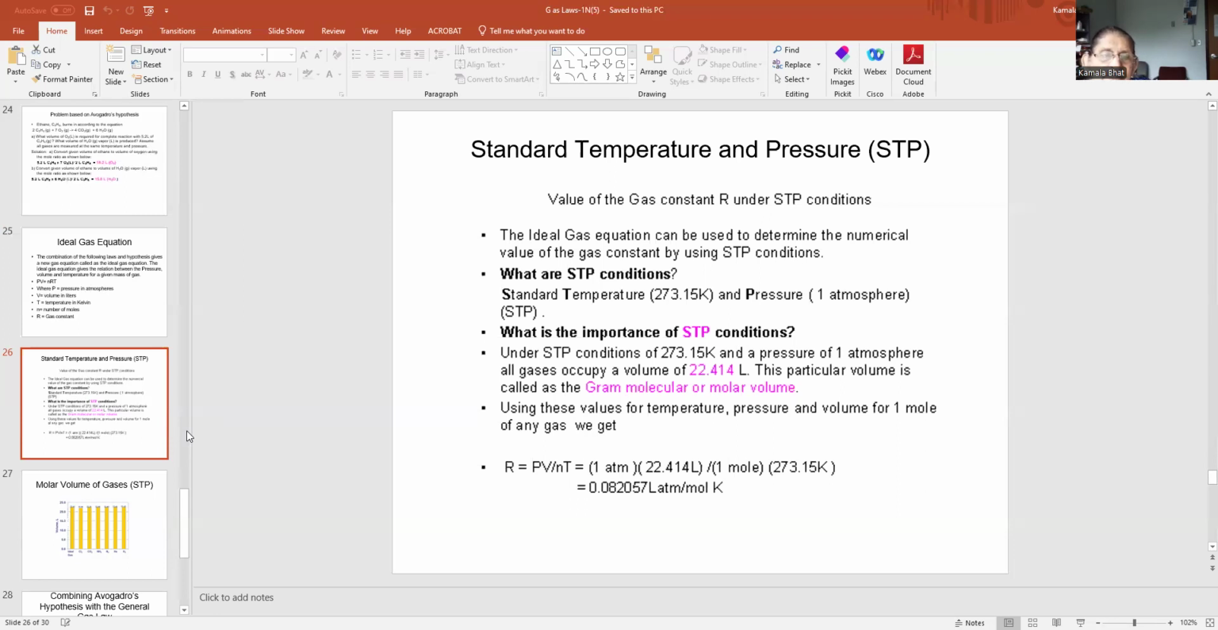Then if you substitute in the equation PV is equal to nRT, for 1 mole of a gas under STP conditions of 273.15 Kelvin and pressure of 1 atmosphere, all gases occupy a volume of 22.414 liters. This volume is called the gram molecular volume or the molar volume. Using these values for temperature, pressure, and volume of 1 mole of a gas, we get the gas constant as 0.082057 liter atmosphere per Kelvin per mole.